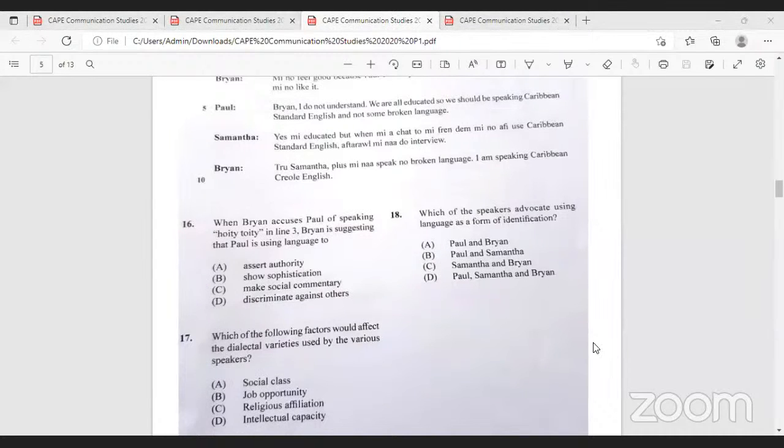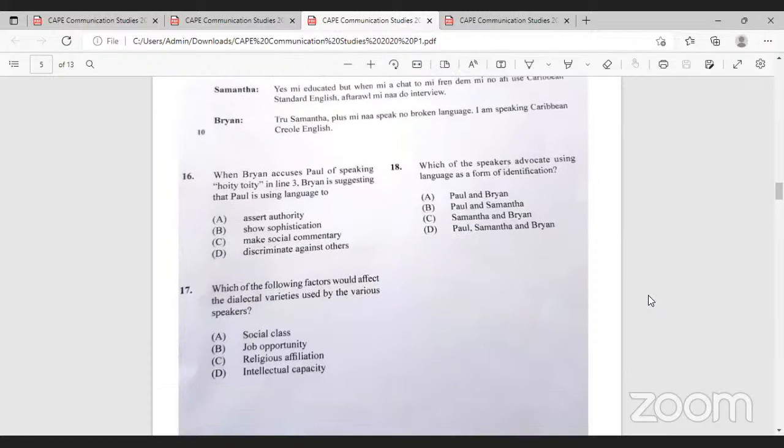Right. I know some persons would have said D, but the best answer for this one is A, social class. Right? That's the best answer. Right? Because it's a social, non-linguistic feature of that communication. So all the social things, like where you come from and your different level of exposure and so on. So for 17, we're gonna go with A.